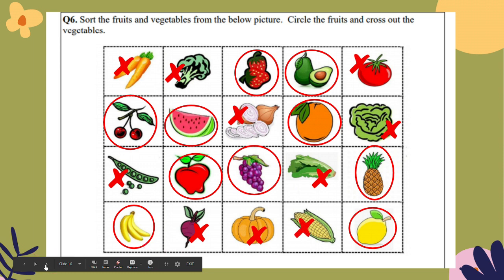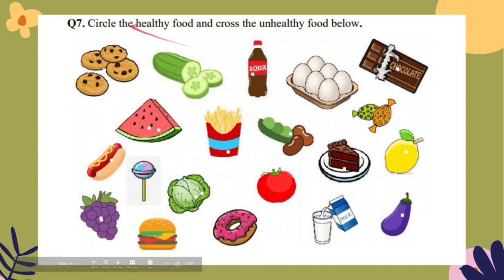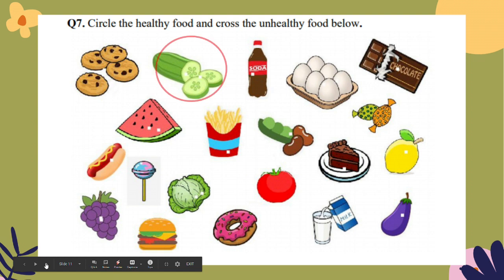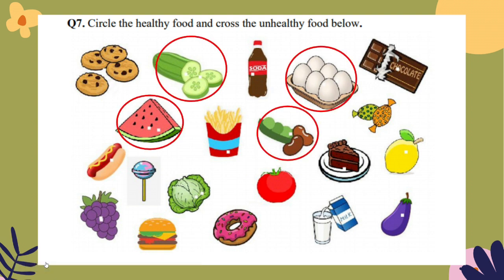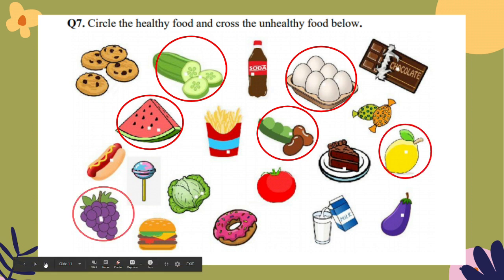Now let's identify what are the healthy foods and what are the unhealthy foods. So here, question number 7, circle the healthy food and cross the unhealthy food. Again, let's do it first by healthy food. Here we are going to sort first all the healthy foods. You have cucumber, eggs, watermelon, beans or legumes, lemon, grapes, cabbage, tomato, milk, and eggplant.